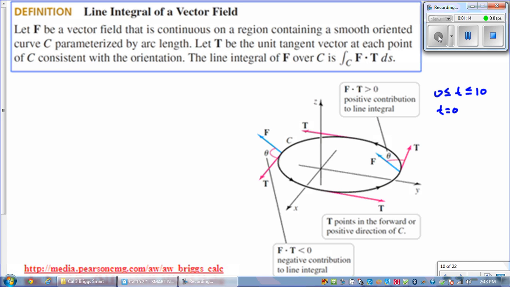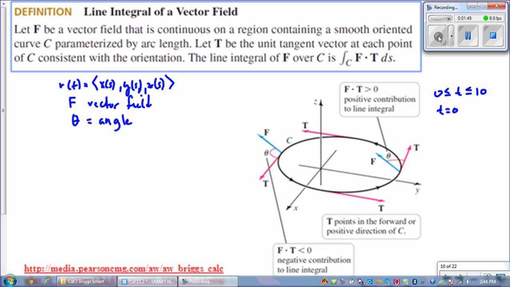Okay, so now let's say that we have a smooth oriented curve given by r of t equal to x of s, y of s, and z of s. Okay, and we're going to let f be a vector field. Okay, if theta is the angle between f and t, t is the tangent vector at a given point on the curve.